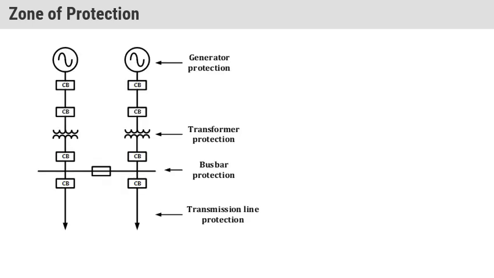Now, what is the zone of protection? Okay, so this is the normal one circuit breaker system in which we have a generator protection. The generator is connected with a circuit breaker, then we have another circuit breaker, and then after that we have a transformer. So at both sides of the transformer we have a circuit breaker, then we have a bus bar. For bus bar protection we again have circuit breakers. Okay, and then we have a transmission line protection. So all the zones are distributed in different protections.